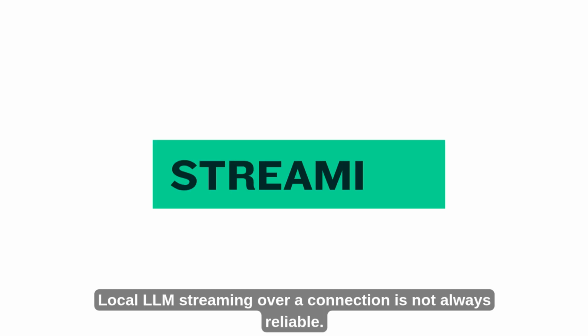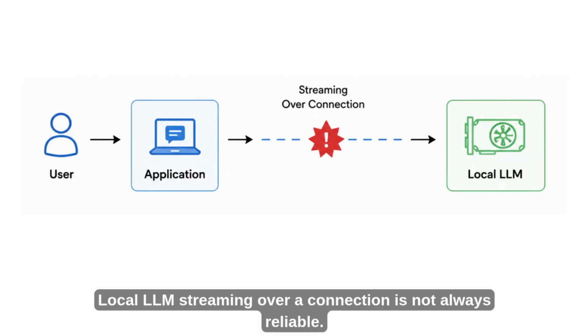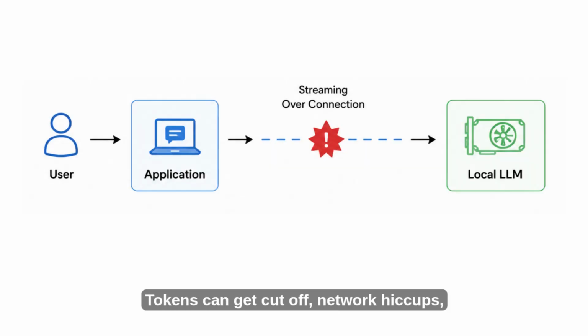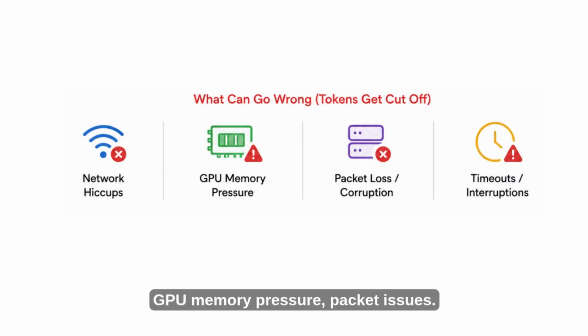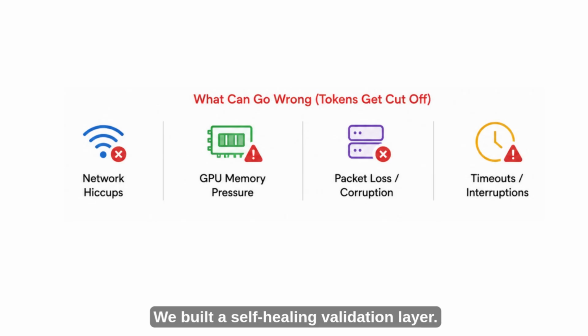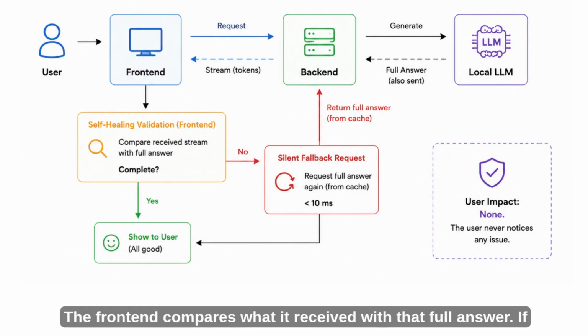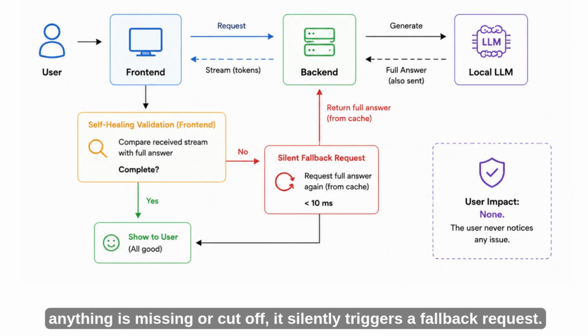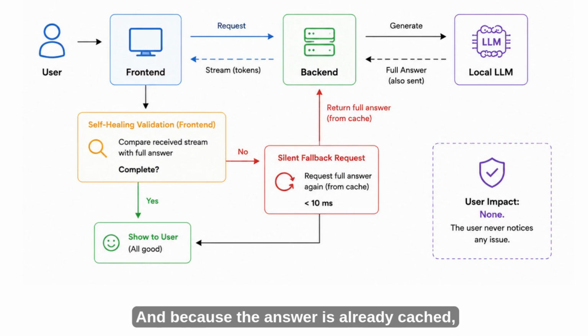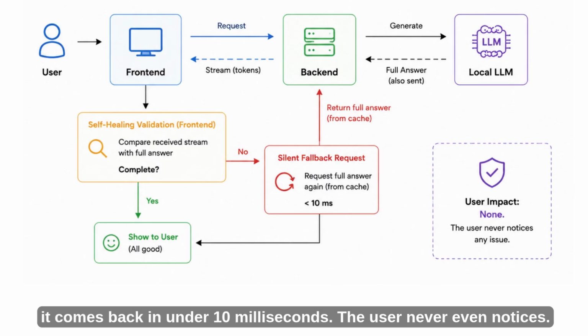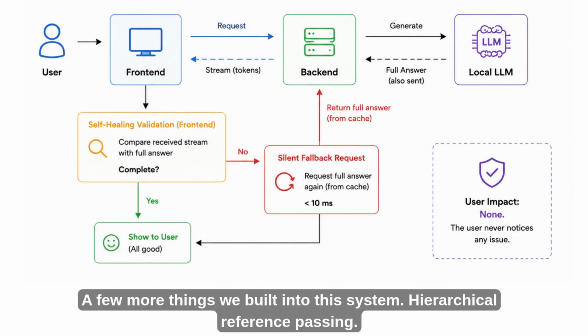Now streaming. Local LLM streaming over a connection is not always reliable. Tokens can get cut off, network hiccups, GPU memory pressure, packet issues. We built a self-healing validation layer. The backend sends the full answer along with the stream. The frontend compares what it received with that full answer. If anything is missing or cut off, it silently triggers a fallback request. And because the answer is already cached, it comes back in under 10 milliseconds. The user never even notices.